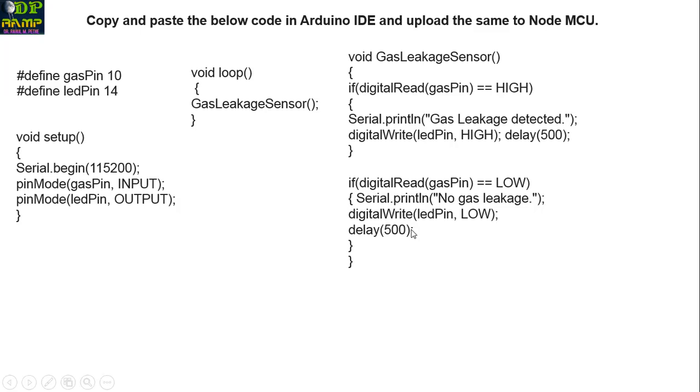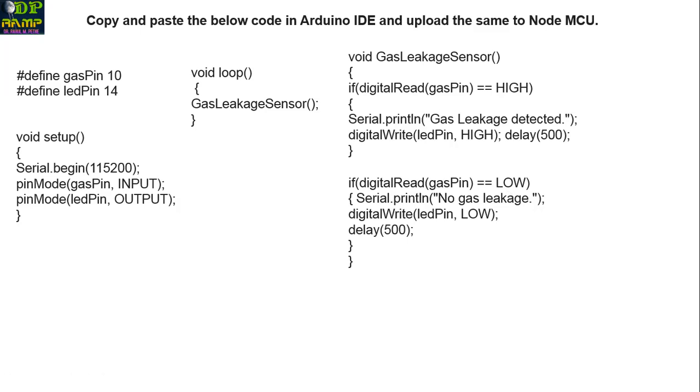If there is no gas detected, we have to write another if statement where we mention if digital read. Why digital read? Because the gas sensor works as an input, so it is indicated as a read, and it is connected to the digital pin, so that's why digital read. If it were connected to an analog pin, it would become analog read. If the gas pin, which is already mentioned as pin number 10, working as an input becomes low, there is no gas detected in the vicinity of that particular gas sensor.